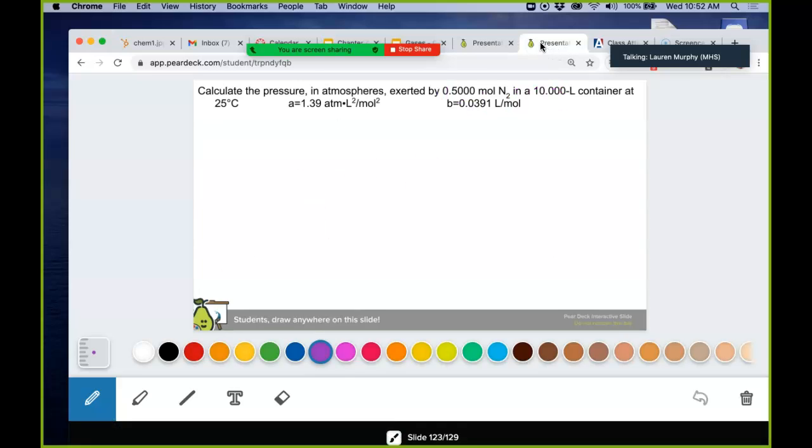So what I highly recommend is doing this one piece at a time. So (P + a n² / V²) times (V − n b) equals nRT.